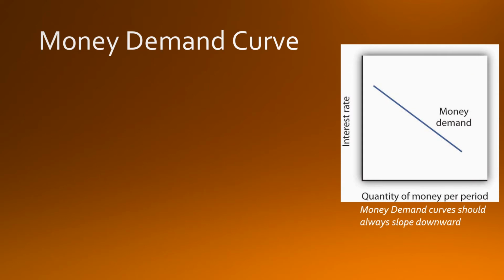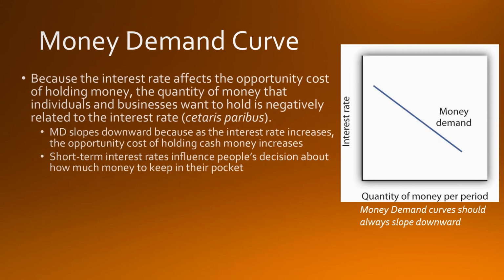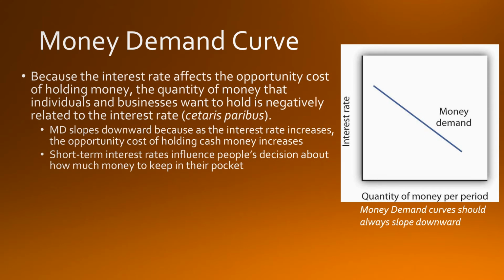So let's take a look at this money demand curve. And now that we understand a little bit more about the opportunity cost of holding cash, we can understand this money demand curve. Because interest rates affect the opportunity cost of holding money, the quantity of money that people and businesses want to hold is negatively related to the interest rate, ceteris paribus. So in other words, when the interest rate is really, really high, like we can see here, the quantity demanded of money is really, really low right here. But if the interest rate is really low down here, the quantity of money demanded is really high, like right here. Okay, so it's a classic downward sloping demand curve.